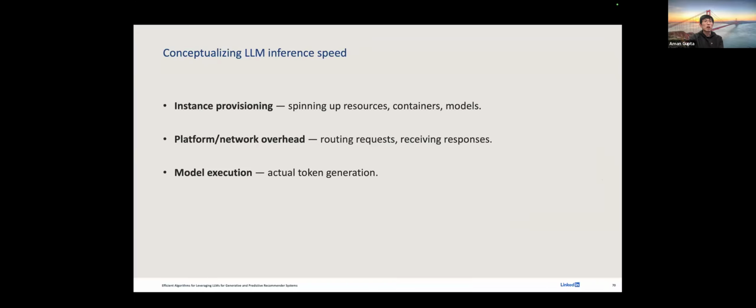First, let's build a shared mental model about what affects inference speed. LLM inference can be broken into three broad stages. The first is instance provisioning, where we spin up resources, containers, and models. The second is platform and network overhead, where we route the request and receive the responses. The third is the model execution itself, where we actually do the token generation. Each step introduces delays, and inference latency can be measured by metrics like time to first token, which is TTFT, and time per output token, which is TPOT. Throughout this talk, we'll learn how to optimize each of these.